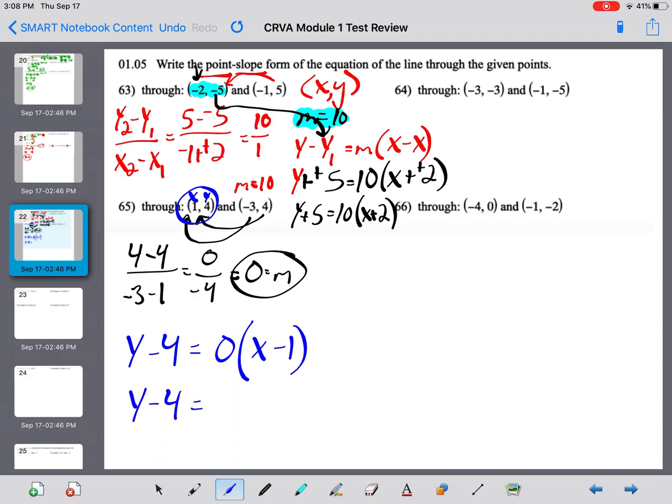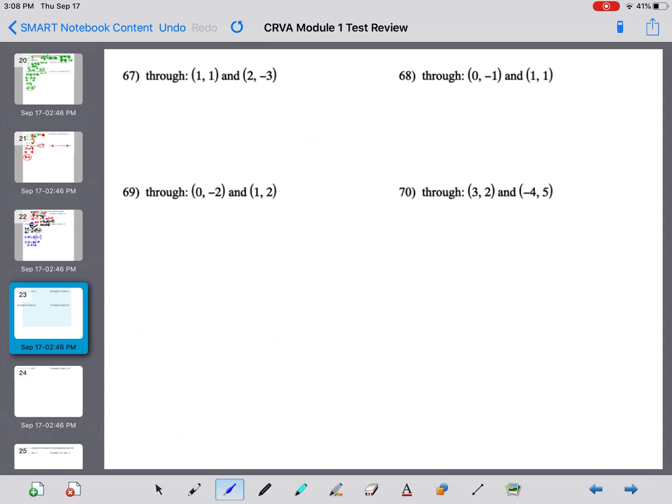I get y minus 4 equals, it'd be 0x, which is gone, and minus 0. So I get y minus 4 equals 0. Boom. There we are.